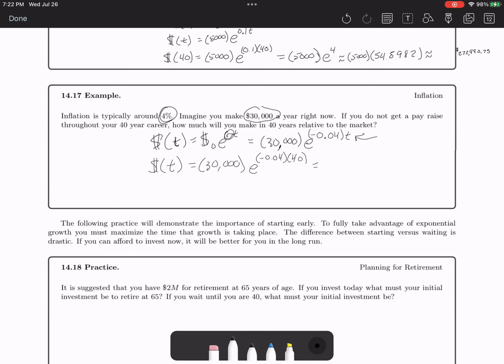All right, and let's go through this. We'll keep the 30,000 right there. We'll keep the E, and we'll tell ourselves what minus 0.04 times 40 is. That gives us minus 1.6. And E to the minus 1.6 gives us 0.202. And this is an approximation.